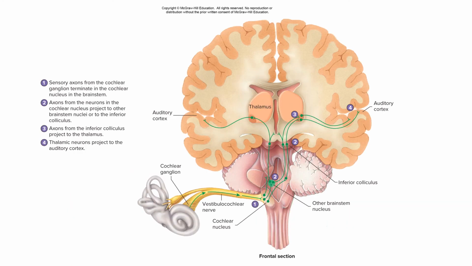So this image now shows you the neuronal pathway for hearing. So coming from the ear, of course, the cochlear region, the vestibulocochlear nerve now travels to your cochlear nucleus, found at the base of your brainstem, and then other brainstem synapses converge on the other brainstem nuclei, and then it travels along, okay, to your inferior colliculus, and then the axons from the inferior colliculus project to the thalamus, and then the thalamic neurons project to the auditory cortex.